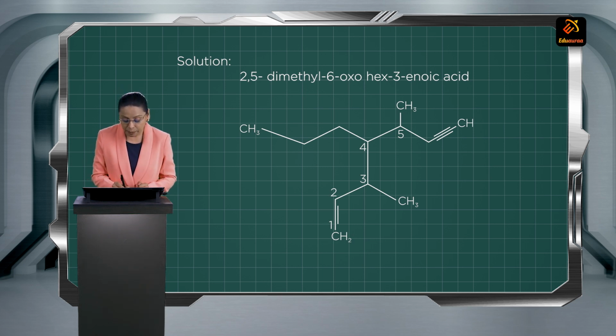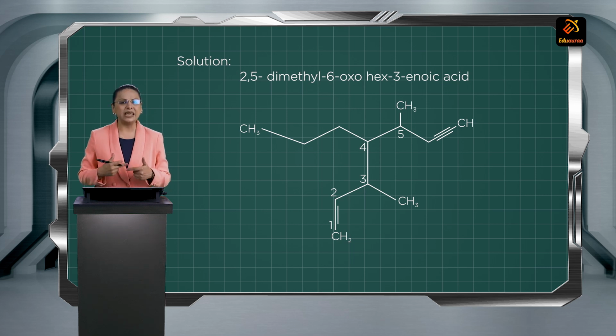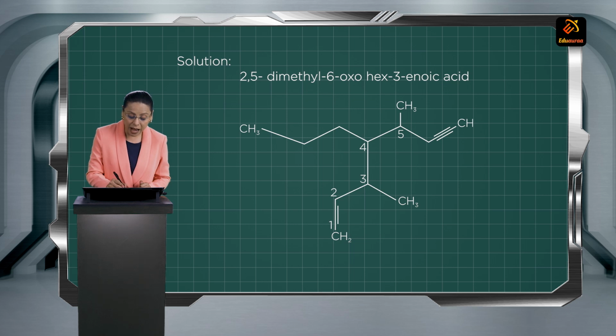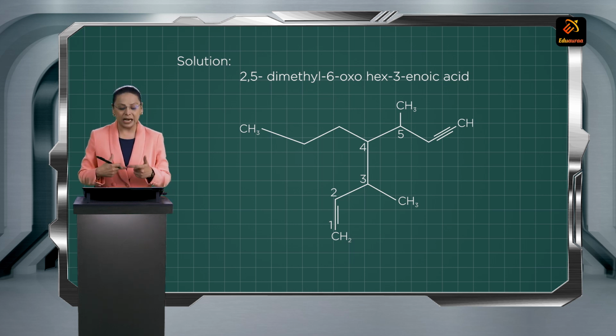dash dimethyl dash. Is there any other substituent present? Yes. At the fourth carbon, I am having a propyl substitute. This is a propyl substitute. So it will be 4 propyl. After that, is there any other substituent that we are missing out? No. We have given names to all the substituent.